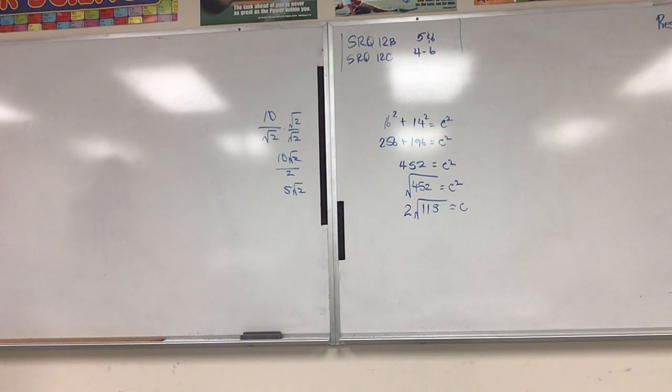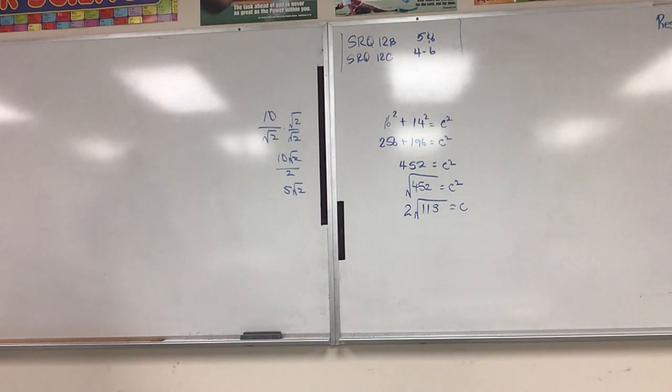Number 11, 30-60-90 triangle. What's Y? Everybody agree? 12. What's X? 6 square root of 3. All right, number 12, we got a 30-60-90 triangle. What's X? 7. Everybody with us? All right, on number 12, 7. And Y would be? 7 square root of 3.